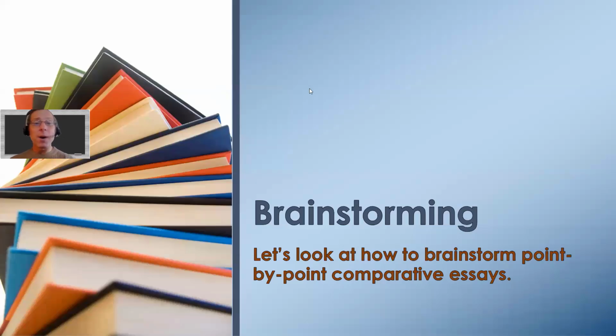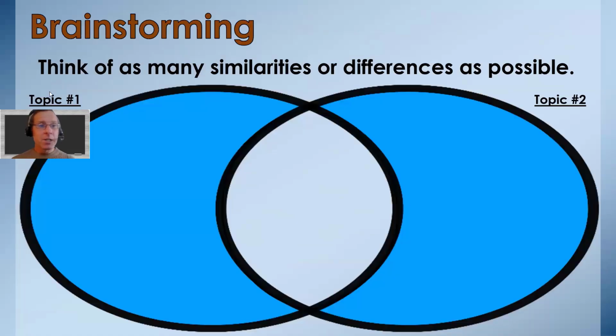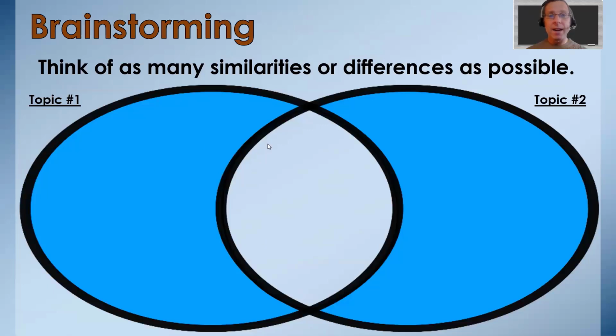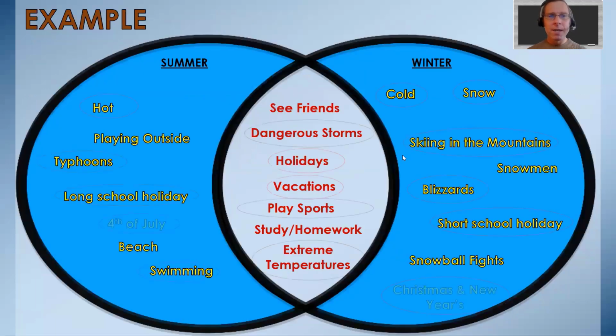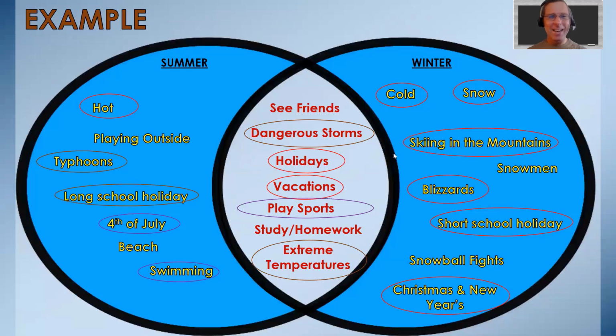Okay, so now I want you to practice brainstorming a point-by-point comparative essay. So you can begin by using a Venn diagram. I want you to think about 2 topics, and I want you to brainstorm as many similarities or differences as you can. Let's look at an example first. Here I'm talking about summer and winter, okay? And I've listed as many ideas as I can as to things they have in common or similarities, and things that are special about summer and special about winter.